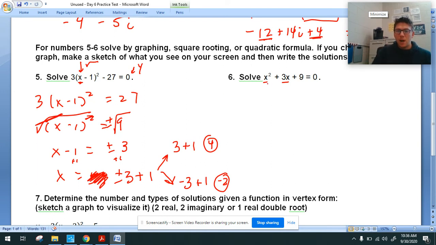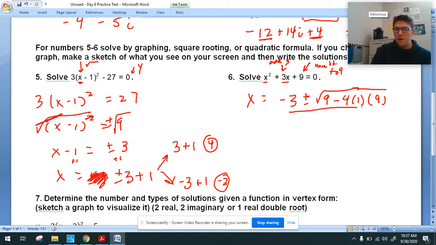Number 6, we could try to factor it, or we could use the quadratic formula. Factoring though, here's the issue. I would need to find two numbers that multiply to 9 and add to 3. No numbers work. There's not a set of numbers that would work in this situation, so we know we cannot factor. So I have to apply the quadratic formula. x equals -b plus or minus the square root of b squared, which is 9, minus 4 times a, which is 1, times c, which is 9, all divided by 2 times a, which is 2 times 1.